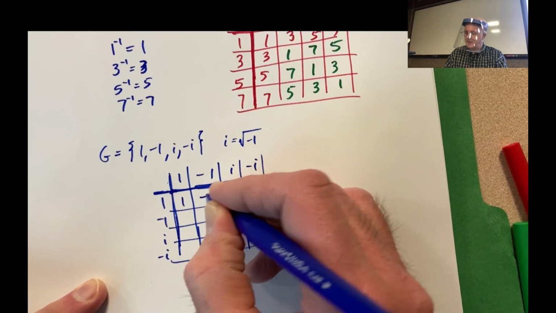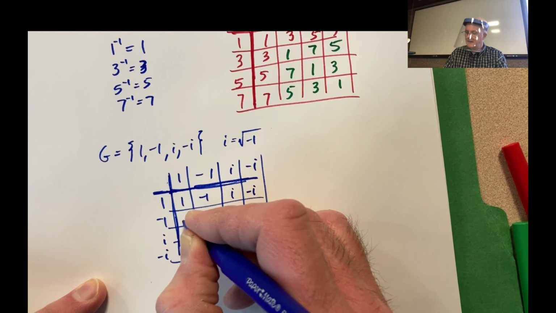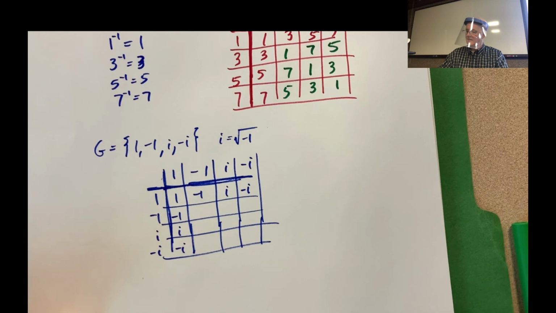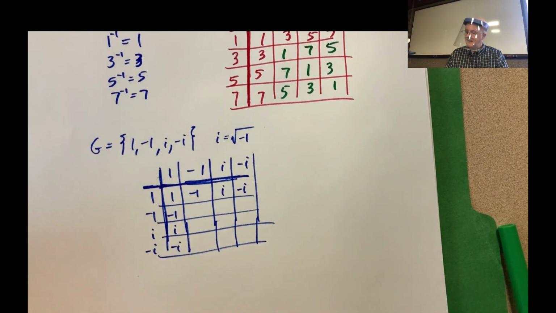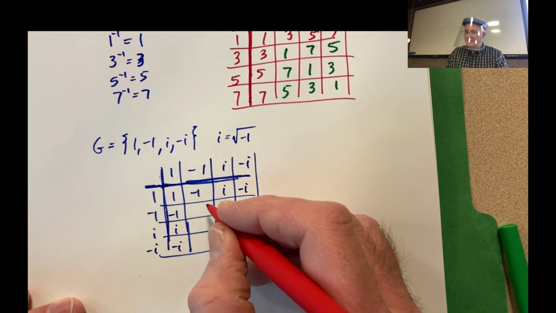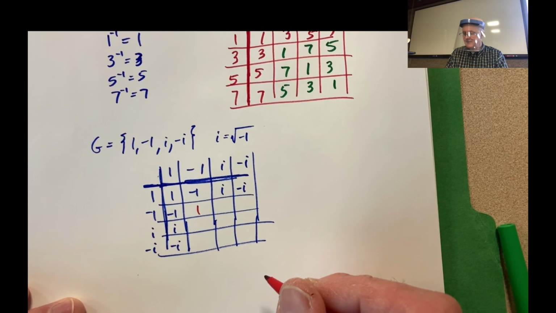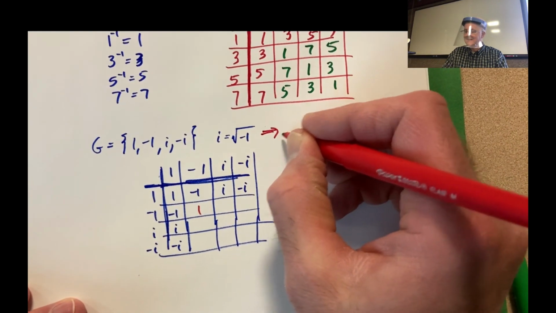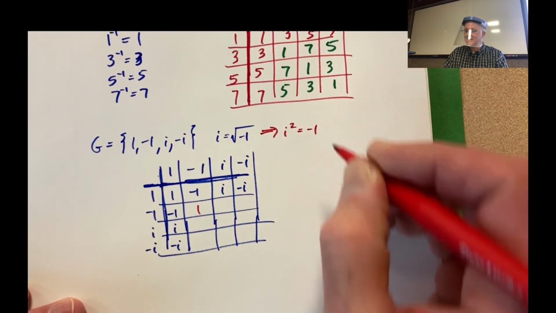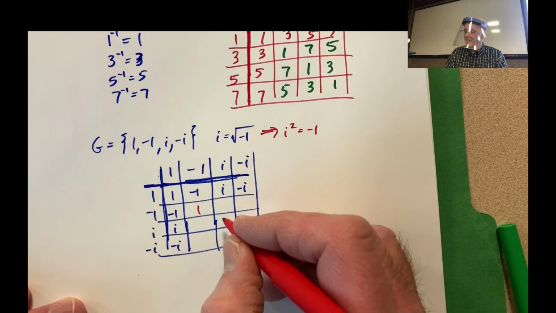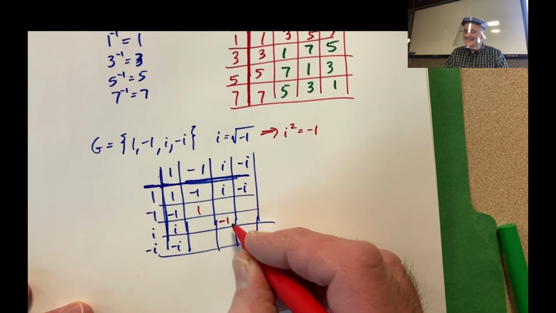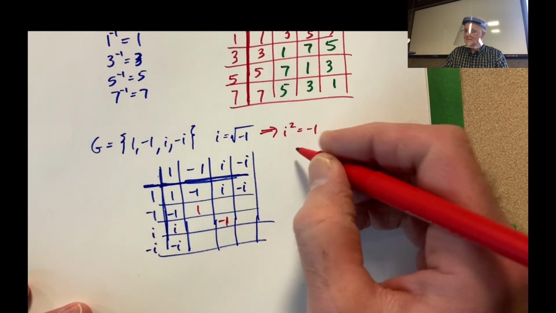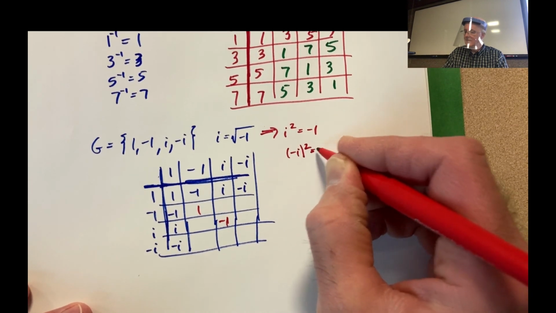One is the identity, multiplicative identity. -1 times itself is 1. It's its own inverse. I times I is -I. I squared is -1, excuse me, -1, not +1. I is not its own inverse. Neither is -I. -I times itself.